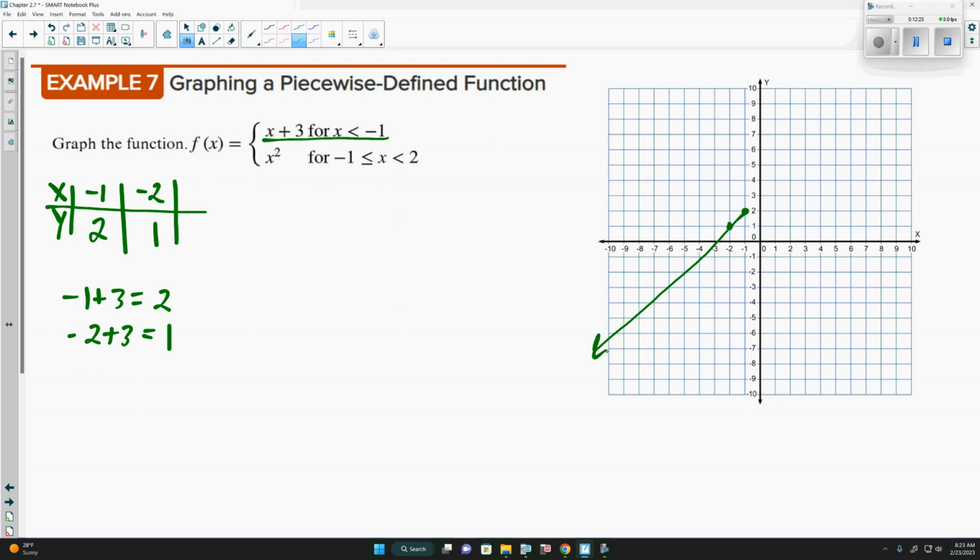And at this point here, if you select the ray, it'll draw the whole line for you. But since it is not equal to -1, since it's just for x less than -1, we need that first point open, because it's not equal to it. Because if it was equal to -1, we would be looking at the second function, x squared.